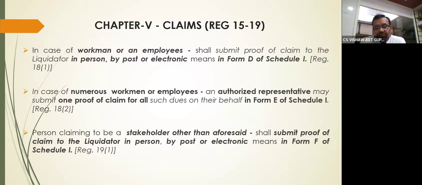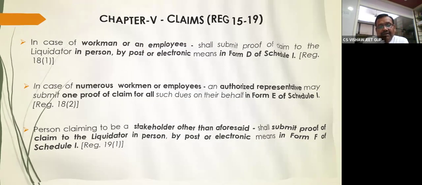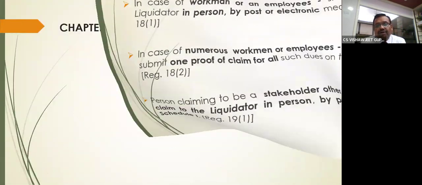A person claiming to be a stakeholder other than aforesaid, meaning the person is neither an operational creditor nor a financial creditor nor a workman or employee, then the stakeholder will submit proof of claim to the liquidator in person, by post or electronic means in Form F of Schedule 1. Now, basis of proof of claim.